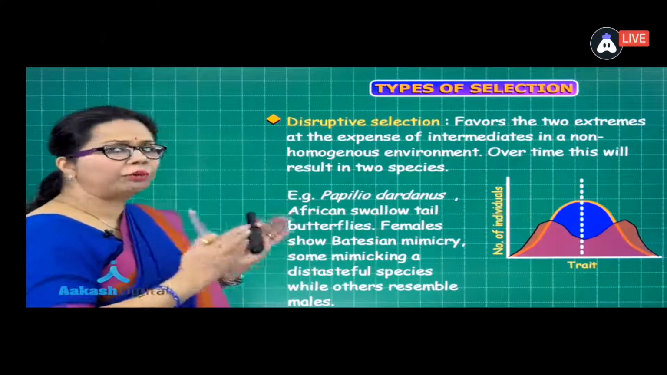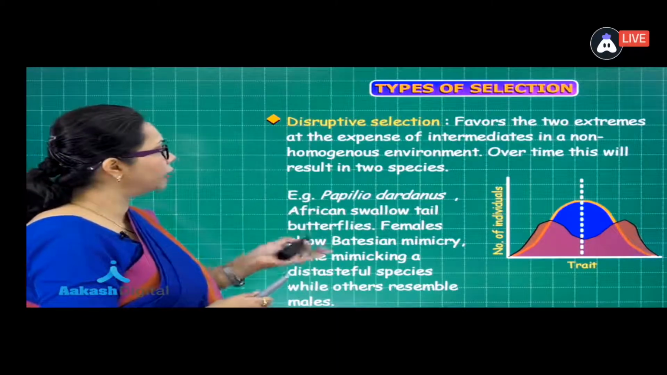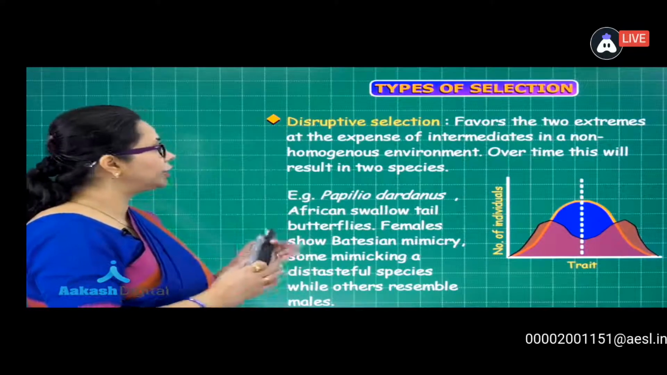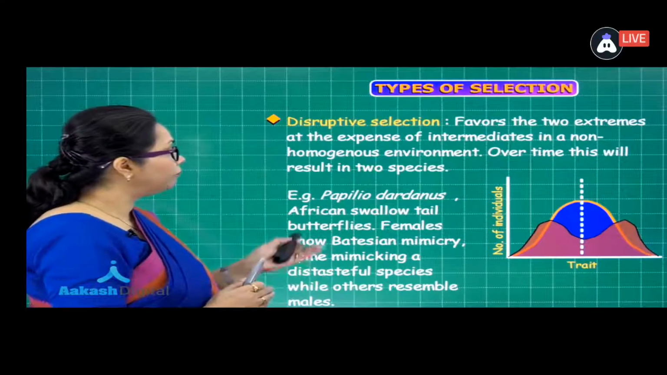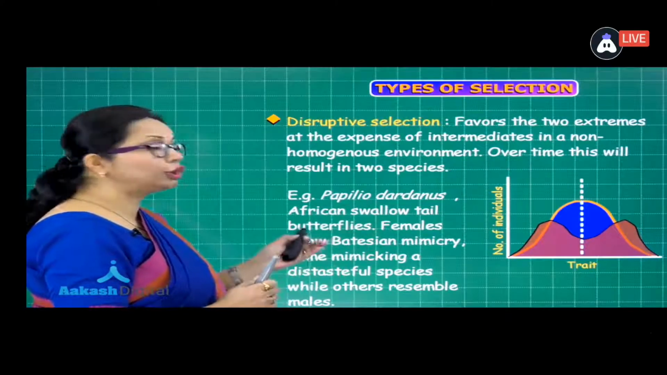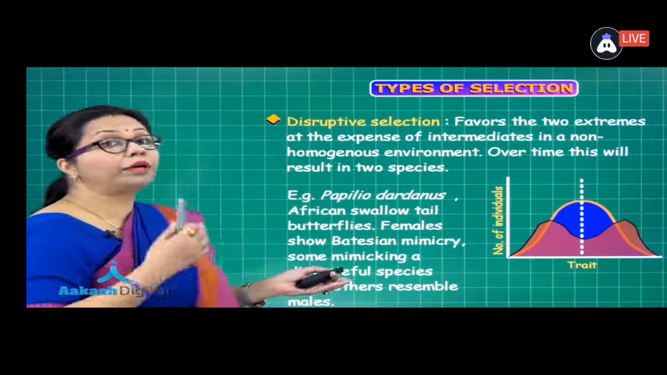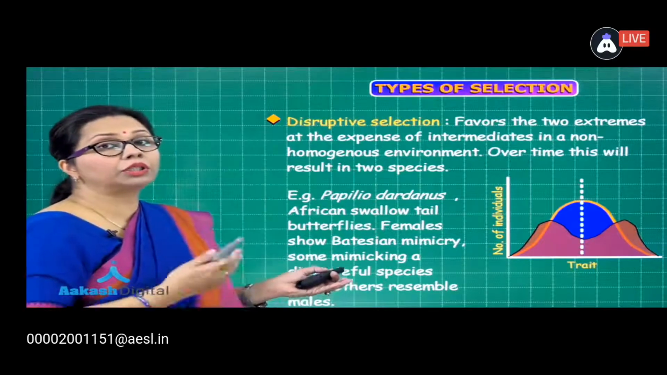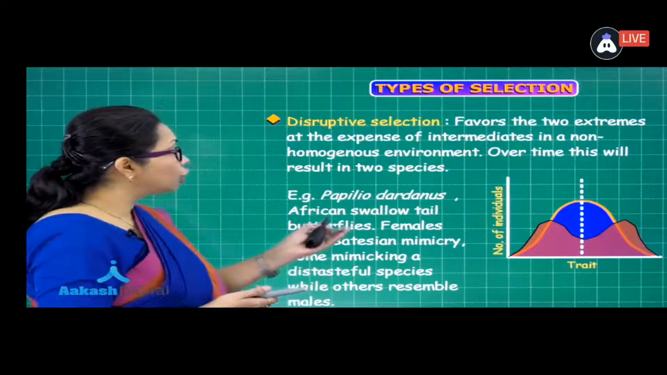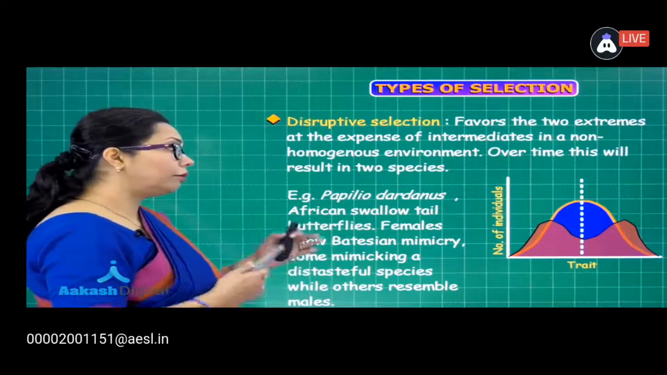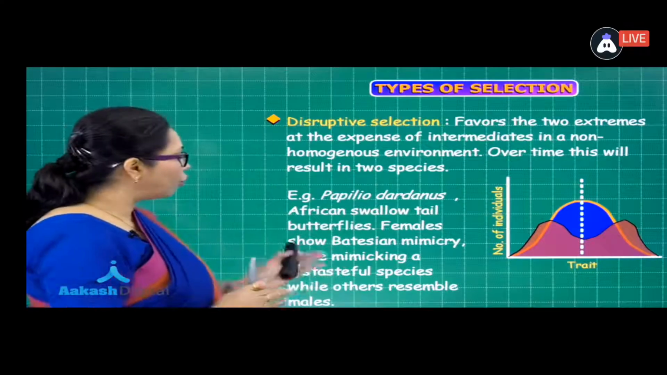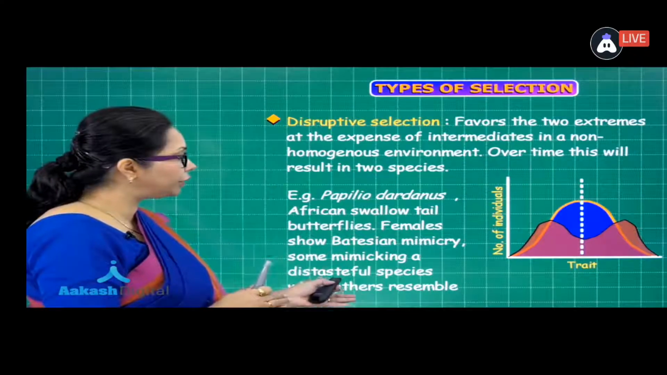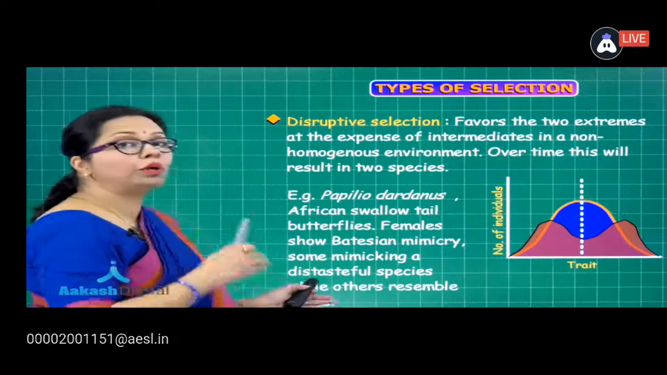And here we have some rare examples, but one of them is Papilio dardanus. It's a butterfly found in Africa. And in this case, the females show Batesian mimicry. And remember, Batesian mimicry is where a palatable species resembles an unpalatable species. So the females, they have two models. One is of course a distasteful species, and the others, they resemble the males.